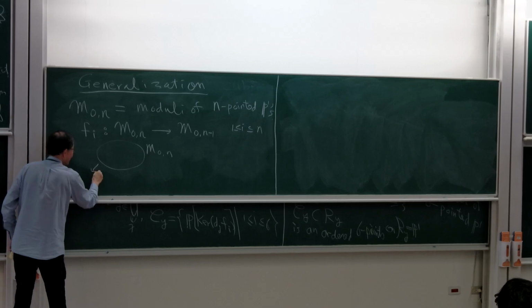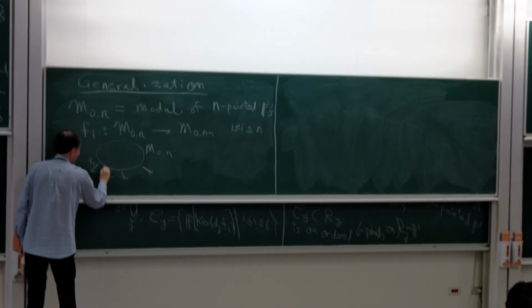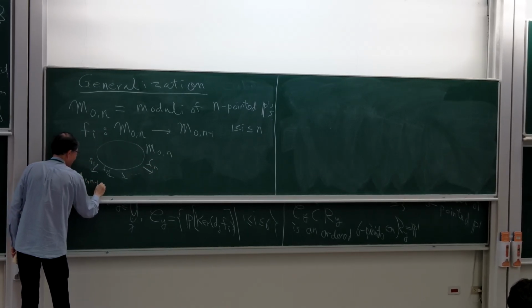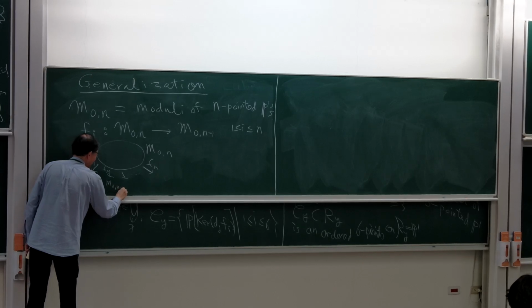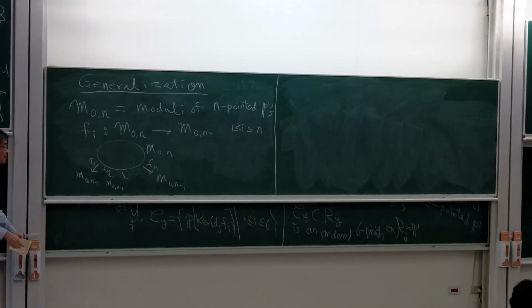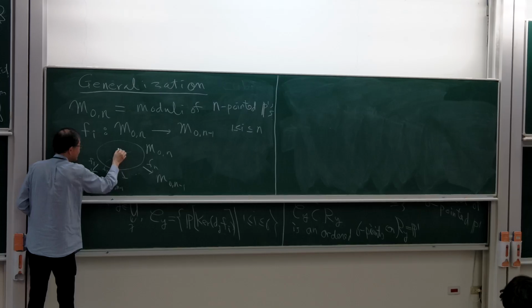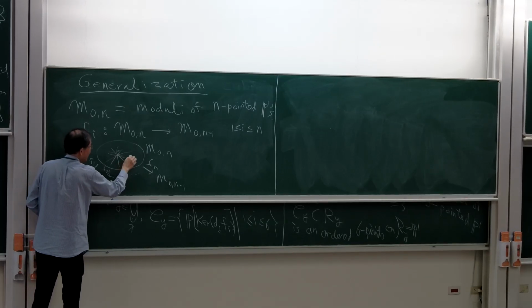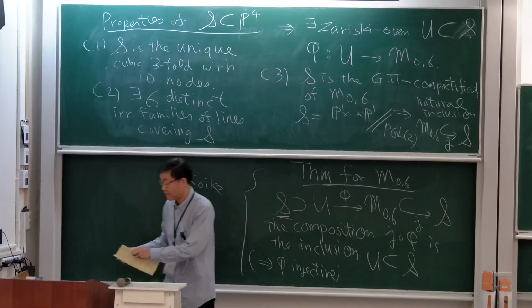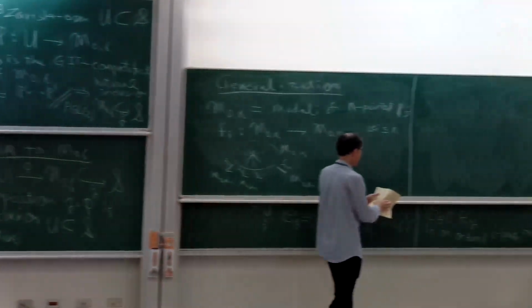And there are now n fibrations, F1, F2, Fn, all going to the same target, but different maps. So if you look at one point, now there are n different fibers. Okay. So let's consider these fibers.